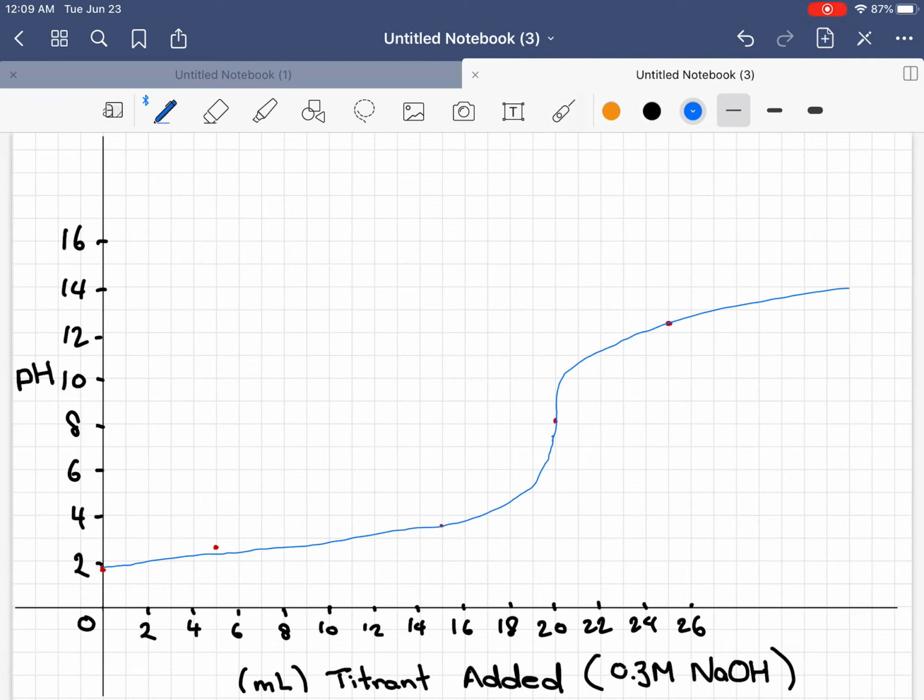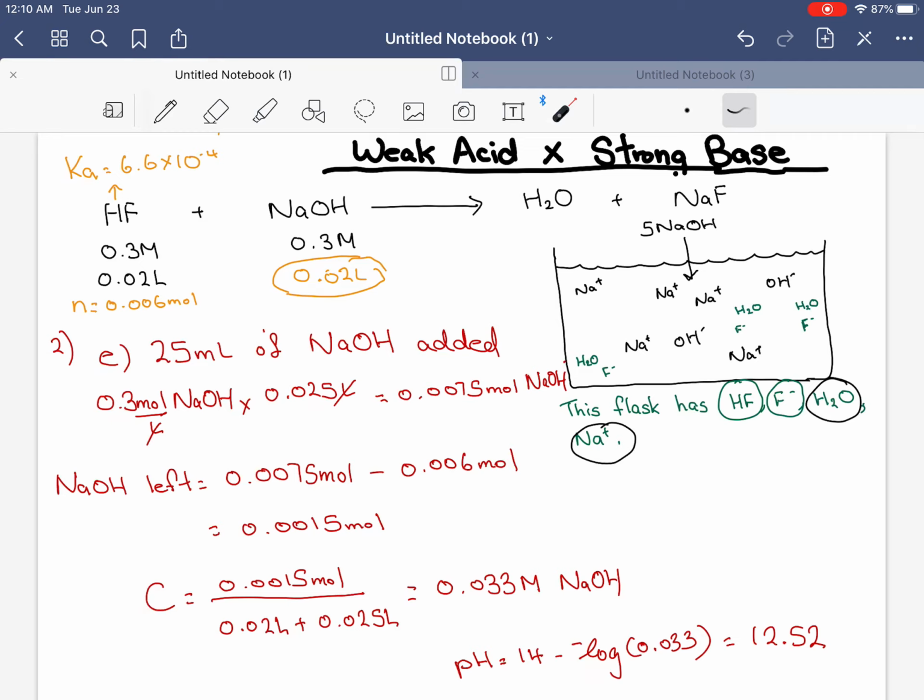So if we were to maybe do one at 19, there would have been a dot here. If we were to do one at 21, there may be a dot there to give you a better idea that it should have been like this. And then you can feel free to add 19 milliliters of NaOH to illustrate that, or add in 21 milliliters of NaOH to illustrate this. Be my guest. You have the formula, you have exactly all the tools to do these weak acid versus strong base titration calculations.